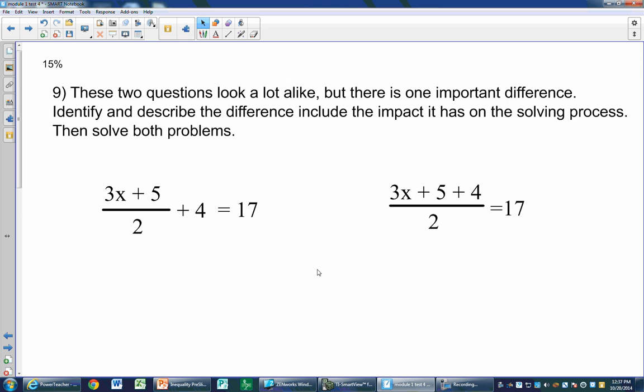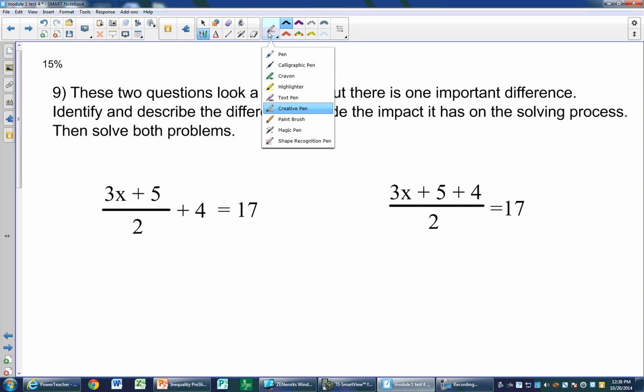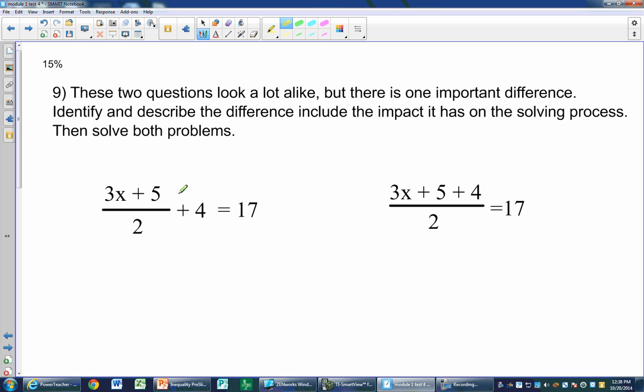Okay, sorry about that, ladies and gentlemen. Obviously, I left the problem off, so I quickly typed up a problem. These 2 questions look a lot alike, but there's one important difference. Describe the difference. Well, let me see. The biggest difference is the fact that the plus 4 on the first problem is not within the fraction. With the second problem, it is.